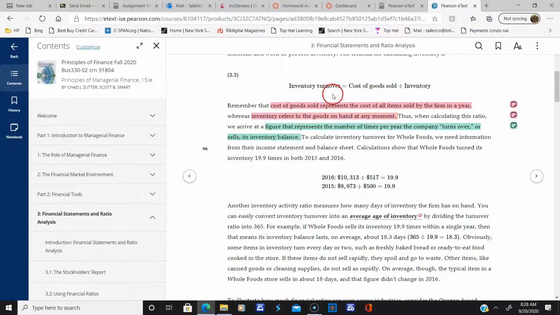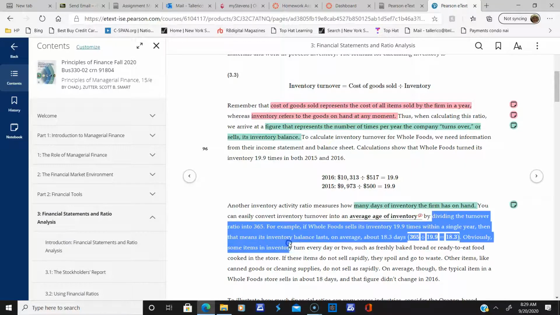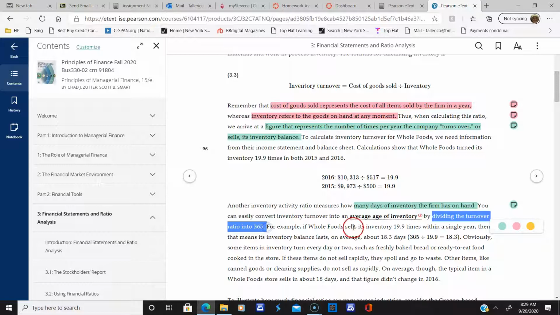Another activity ratio measures how many days of inventory the firm has on hand. You can easily convert inventory turnover into average age. Now this is important, average age of inventory. So now this is telling you how many days you will have it. Okay? How many days will you have it? So how do you convert from inventory turnover to average age of inventory? You divide the turnover ratio into 365, okay? So let's highlight that.